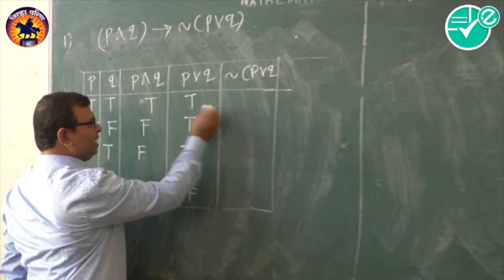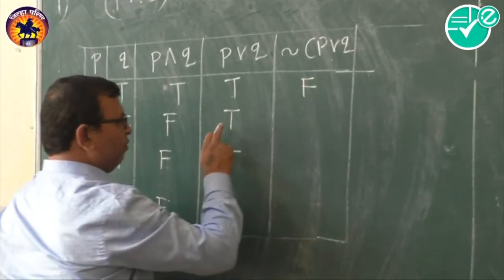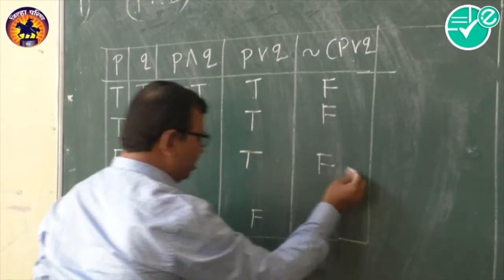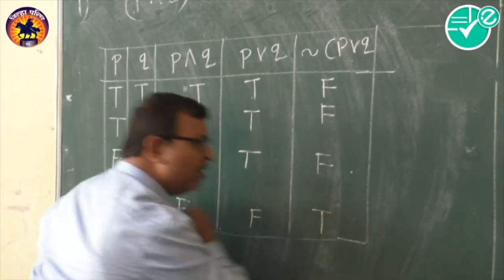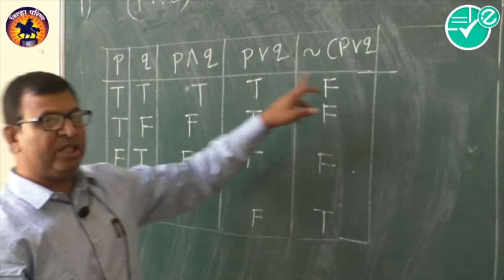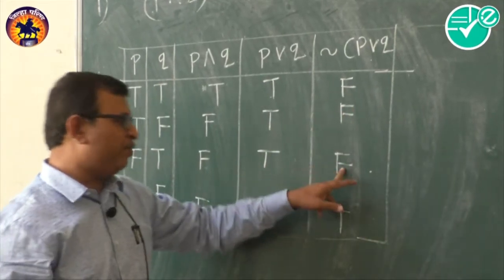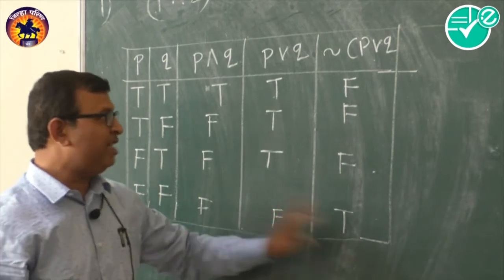But what do we say for the negation of true? False. The negation of true is false, and the negation of false is true.